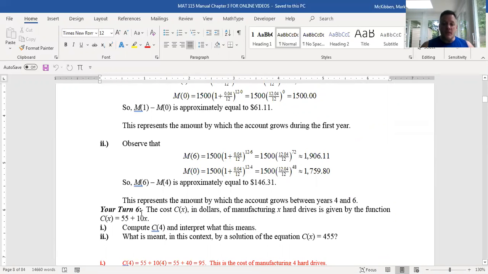All right, so the cost C of x of manufacturing x hard drives is defined to be 55 plus 10x, and it's assumed that the units are in dollars. We know how to compute C of 4. You simply plug in 4 for x, right? So that's what I do here. And now, what does that number tell you? I mean, it's a number, 95. So what? Well, remember what C of x represents. It's the cost of manufacturing x hard drives. And so here, since x is 4, this $95 is the cost of manufacturing 4 hard drives. Okay, that's the interpretation of that function.